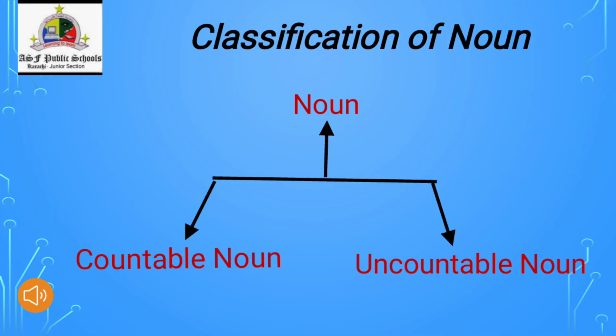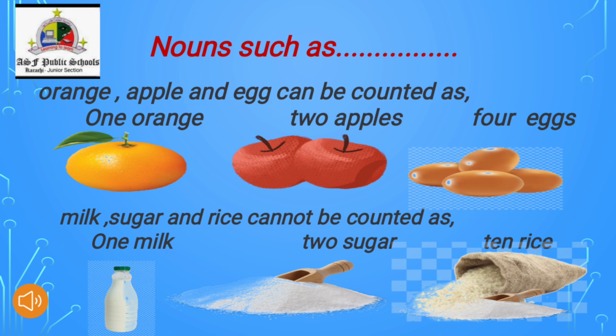Nouns can be classified as countable nouns that can be counted and uncountable nouns that cannot be counted. Nouns such as orange, apple, and egg can be counted as one orange, two apples, four eggs, and so on. They are countable nouns. However, nouns such as milk, sugar, rice cannot be counted as one milk, two sugar, 10 rice, and so on. They are uncountable nouns.